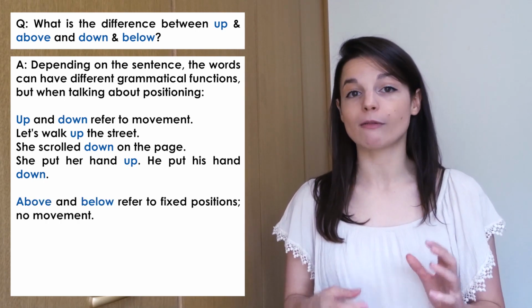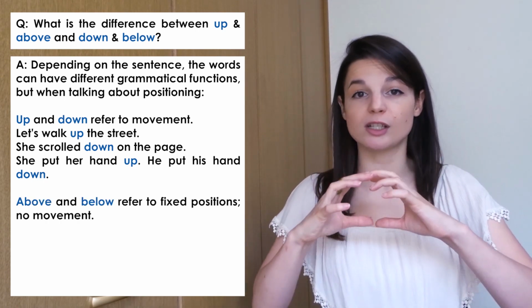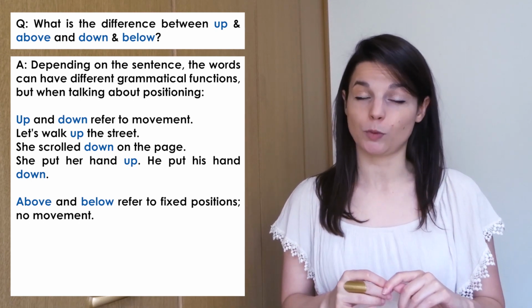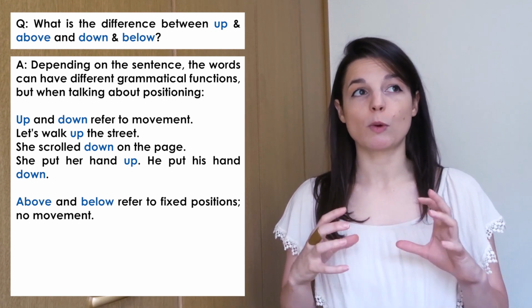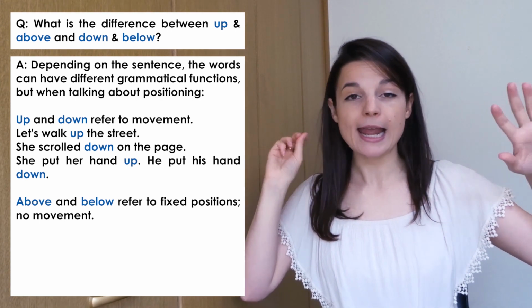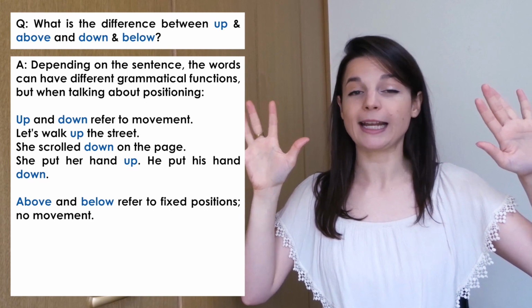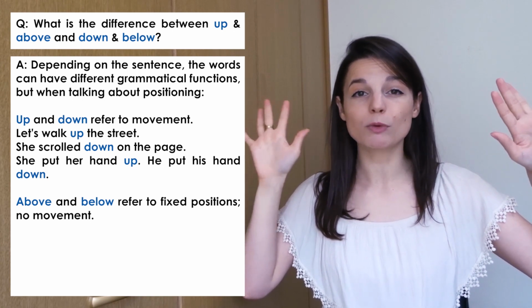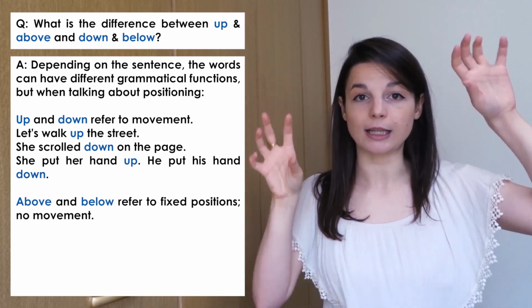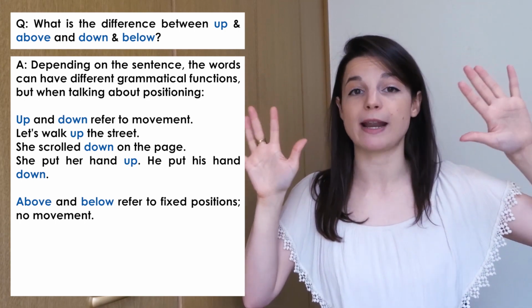Above and below, however, refer to fixed positions. There's no movement. And we need to use a direct object when we use above and below. So when I say A is above B, there's an A and B in that situation. I can't use above if I don't have an A and a B. There's a relative positioning happening, and there's no movement happening either.